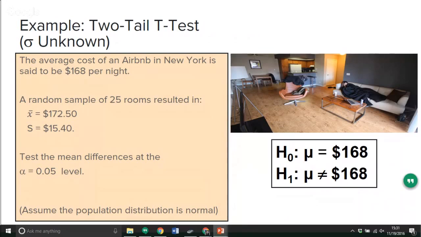So what are we exactly saying here? Well, if we were to eyeball it, we would say that yes, $172.50 is more than $168 a night, and it is actually more than what we hypothesized. But the problem is, don't forget, we are dealing with a random sample, and that's all it is, a sample. If I go and sample it again, I might find a different mean and a different standard deviation.